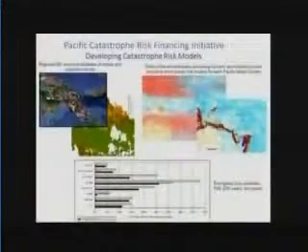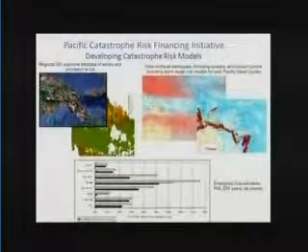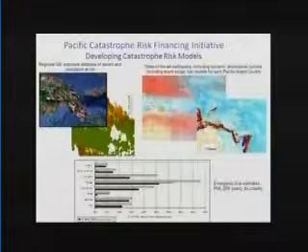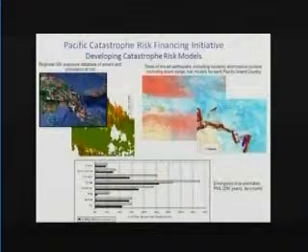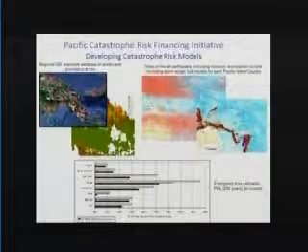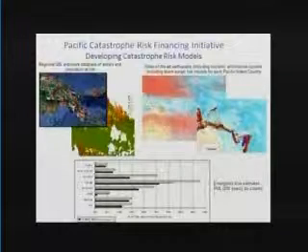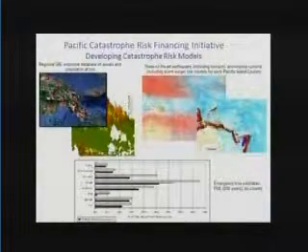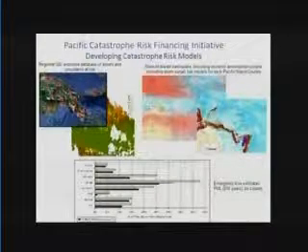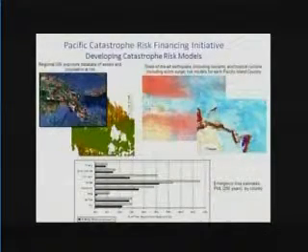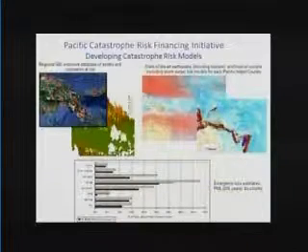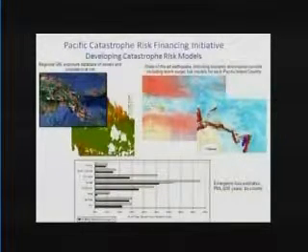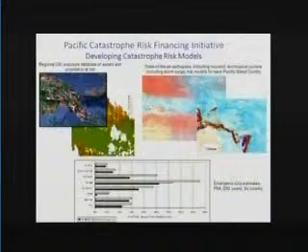Here's an example where, in fact, we are doing some risk modeling work in the Pacific. Again, this is a region where the market by itself will not go, because the business is uncertain and very small. So we are working with 16 small Pacific islands, and we are developing for each of them a catastrophe risk model. So again, this will be a tool to educate the Ministry of Finance and potentially to lead to some financial instruments.